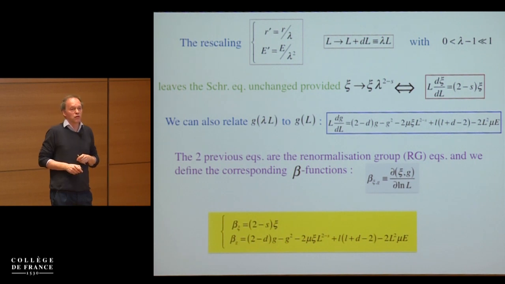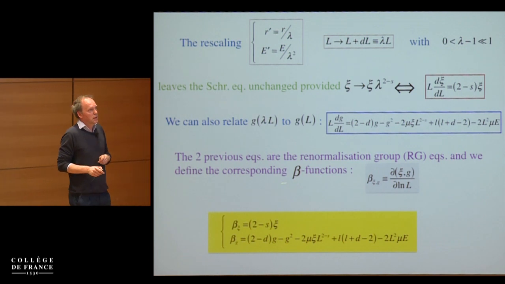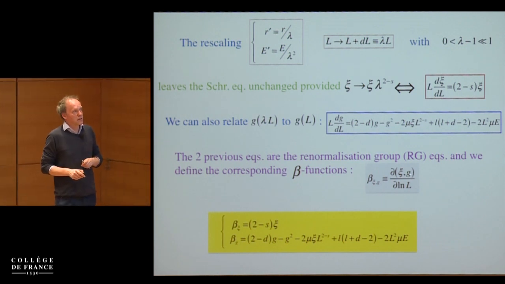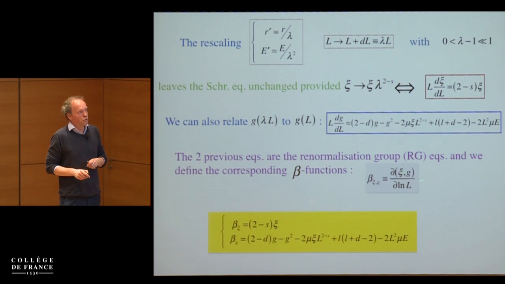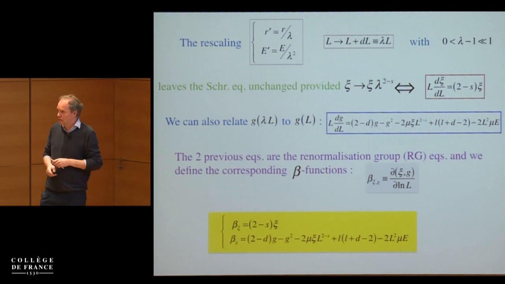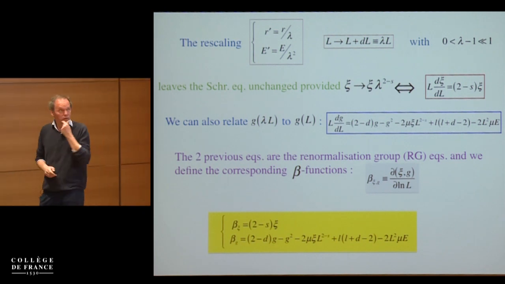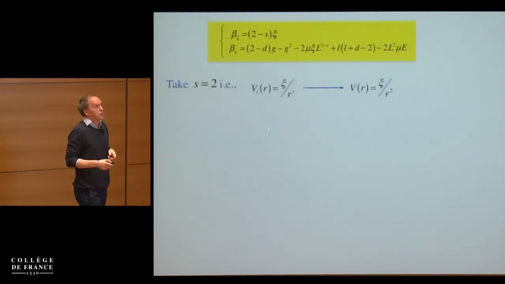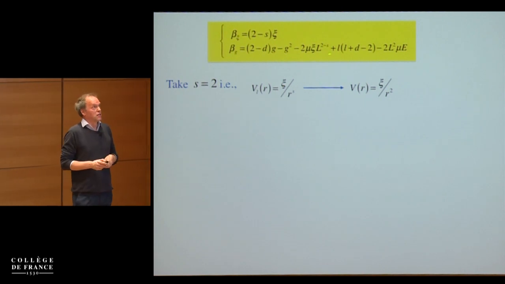And we define the so-called beta functions. Those functions are defined just as logarithmic derivatives of those two quantities with respect to L. And if I just rewrite those two equations using beta functions, you see that this beta is equal to 2 minus s psi, and this just is this equation. Okay, so those are called renormalization group equations.